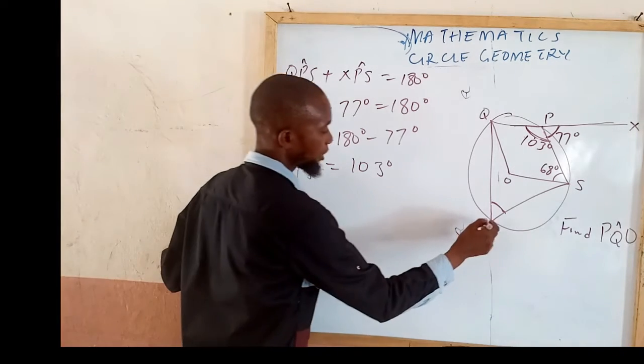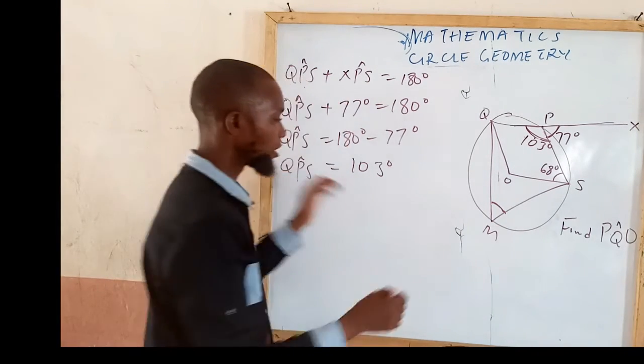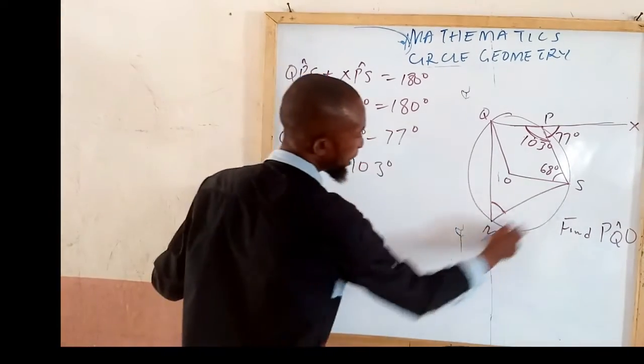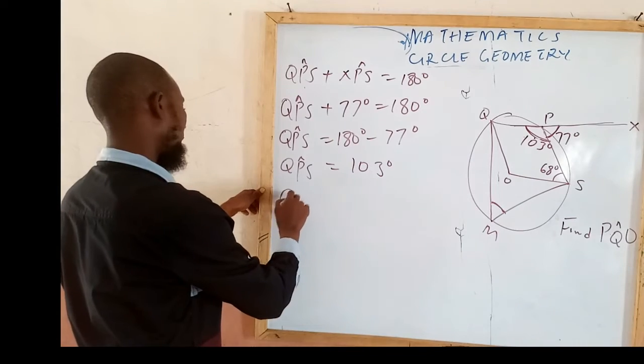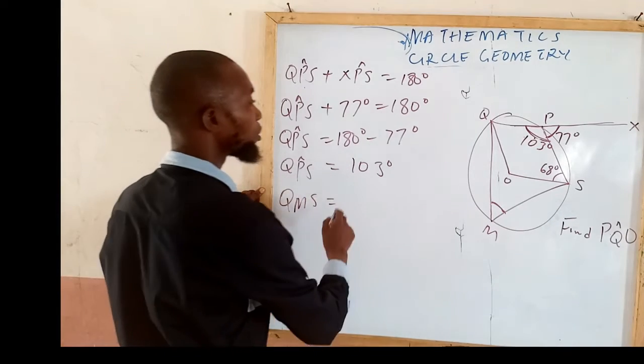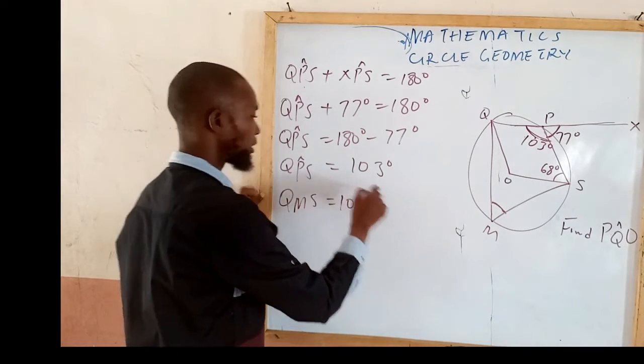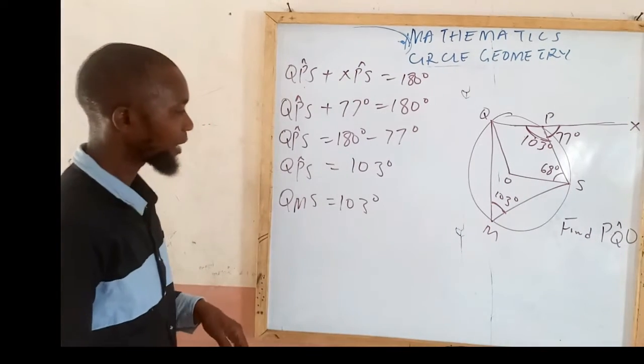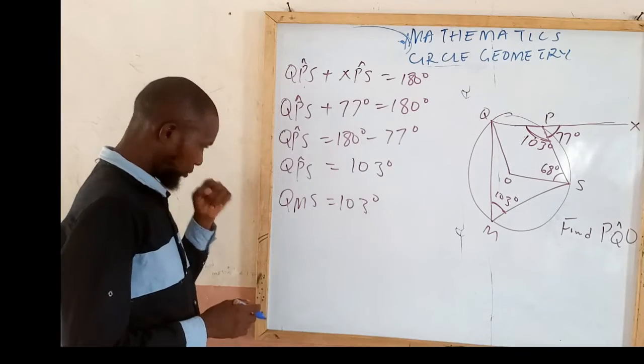Now, okay, let me call it any name. I can call it any name. So let me name this place. That place is now going to be named QMS. So in this wise, I can say QMS is equal to what? 103 degrees. So this place is 103 degrees.